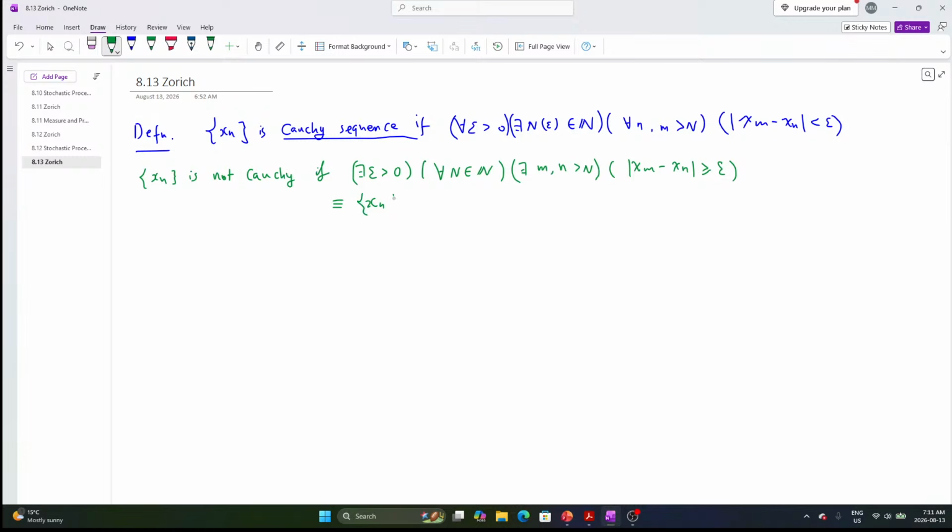Xn has a non-zero lower bound. Or shall we say, the tail diameter of Xn has a non-zero lower bound.